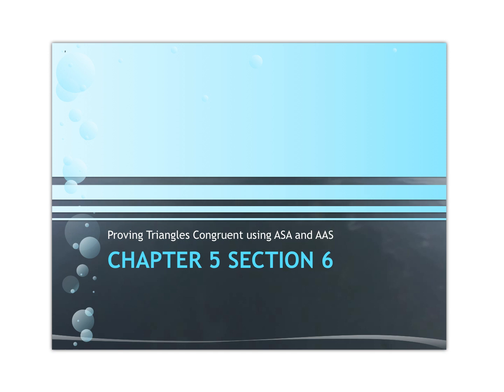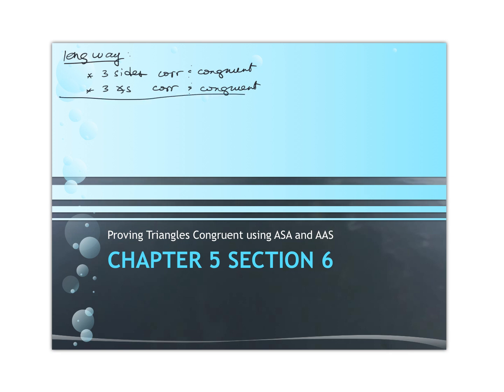So once again, remember that the long way to prove that two triangles are congruent is to prove that you have three sides that are corresponding and congruent to the other triangle, and you have three angles that are corresponding and congruent. And so you need to prove a lot of things. You need to know all three sides of both triangles and all three angles of both triangles, and you don't always have that luxury to do that. And so shortcuts are very helpful.